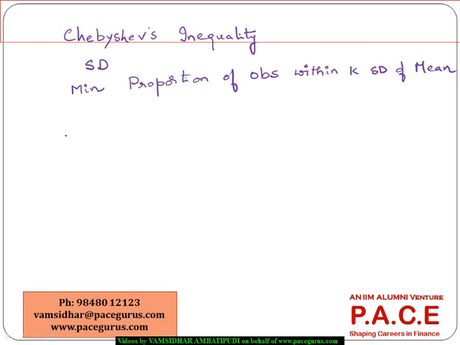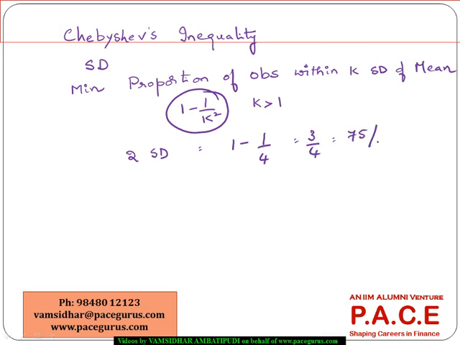What he simply said is, at least 1 minus 1 by k square observations, for k greater than 1, will lie within k standard deviations of the mean. A very interesting result. If I am talking about 2 standard deviations from the mean, it means 1 minus 1 by 4, which is 3 by 4, around 75% of the observations. A minimum of 75% of observations will lie within plus or minus 2 standard deviations of the mean.